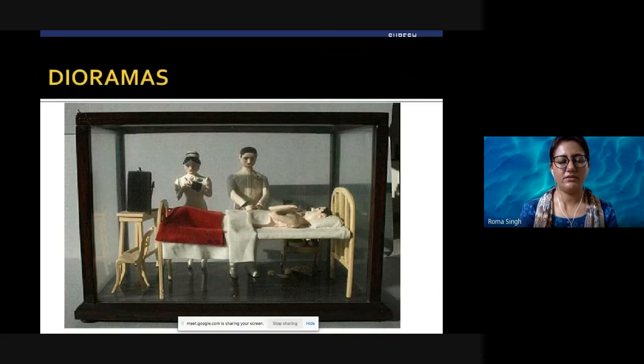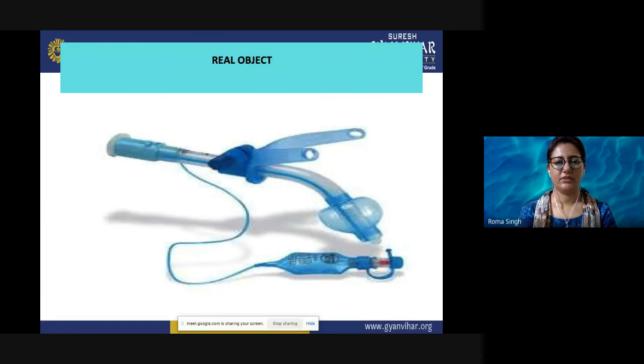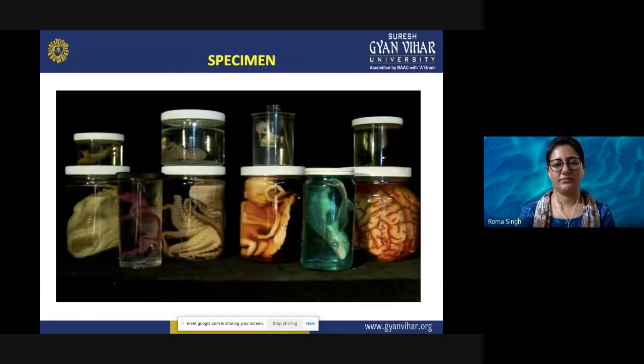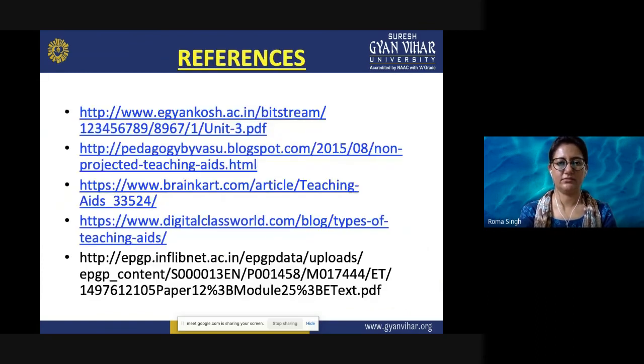These are the dioramas, which are prepared in a glass. A scene is depicted. Real objects can also be brought into the class, like when you are teaching about the epics, the Hindu scriptures. You can bring into the class the Gita, Mahabharat, Ramayana, or the Vedas, if you have them available, or you can borrow them from anywhere, or you have them in your house, or in the library. These are the specimens. Specimens are used more in the subject of science.